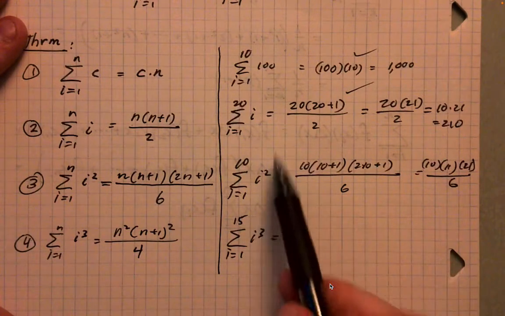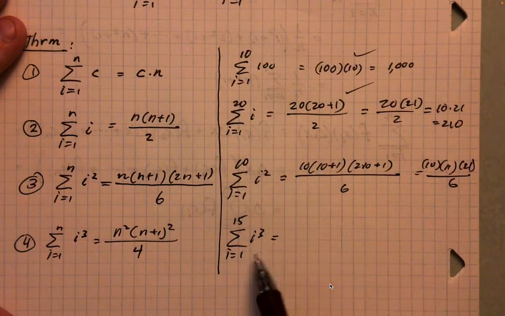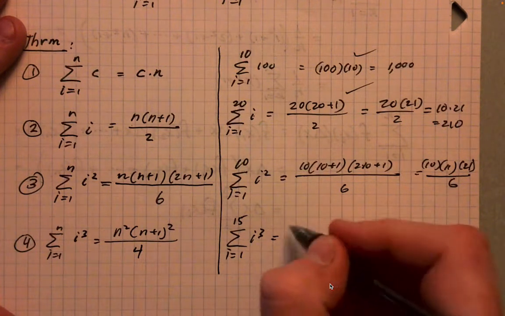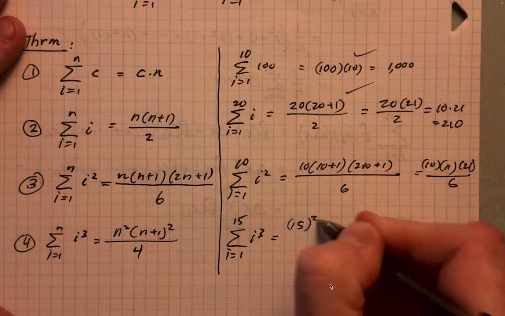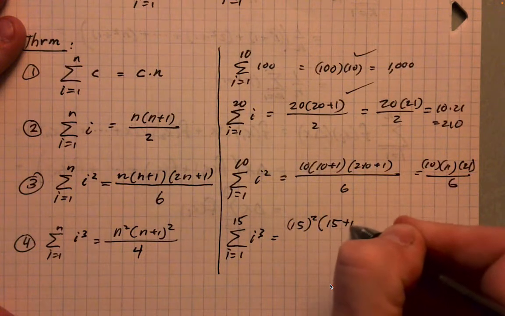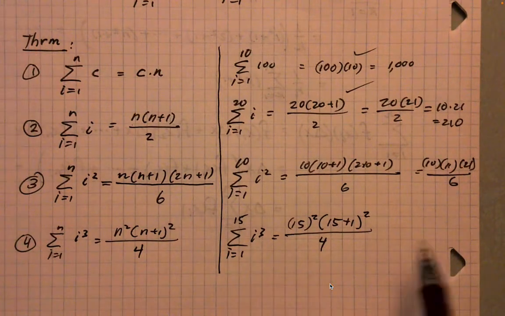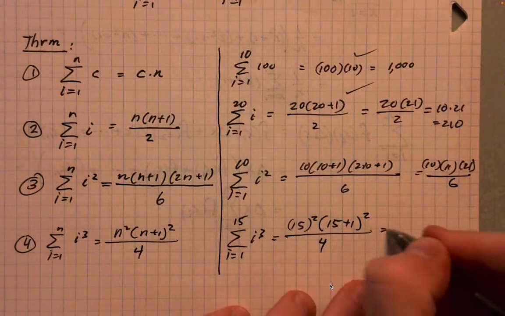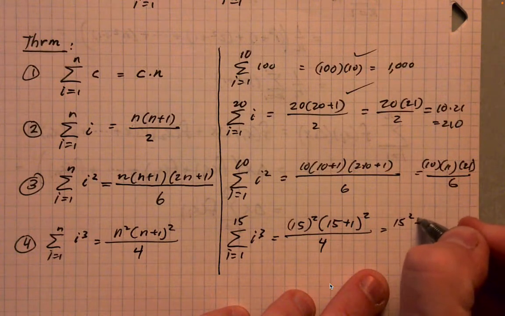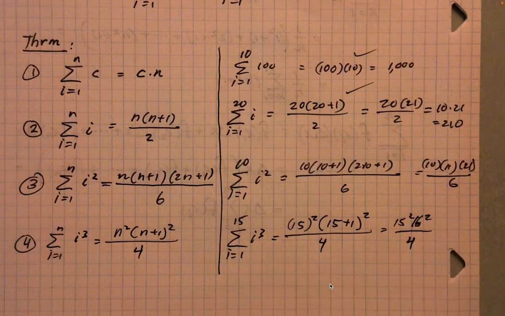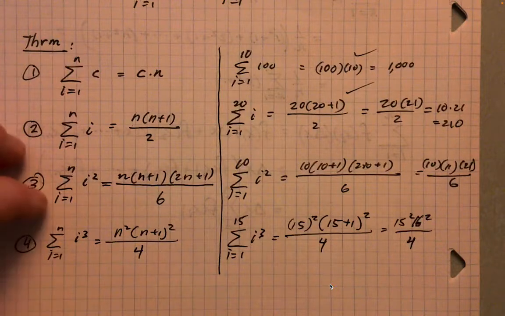So notice here, in every case, I squared, I cubed, these are the numbers that are just increasing: 1 cubed, 2 cubed, 3 cubed. And so here it'd be 15 squared times 15 plus 1 squared over 4. Again, you can figure that out. 15 squared times 16 squared over 4. Okay. All right. Very good. So that's sigma notation. Let's do a trickier one.